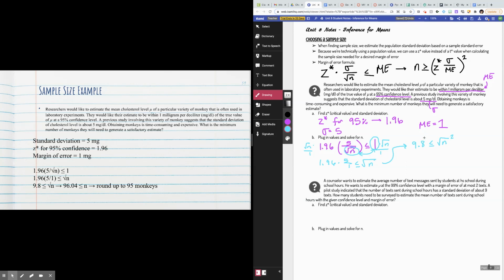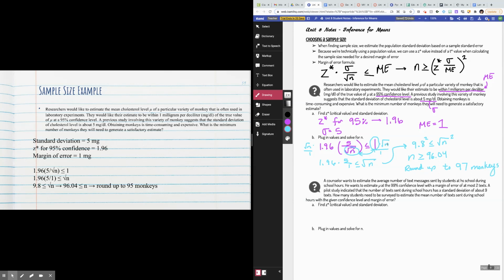And then I'm going to square both sides. So what you end up with is n has to be greater than or equal to 96.04. And so I'm going to have to round up to 97 monkeys.